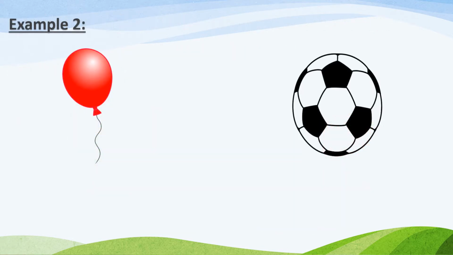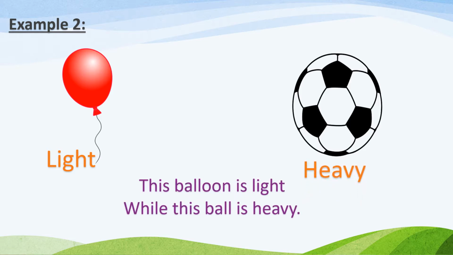Example 2, we have here balloon and ball. Is this balloon heavy or light? Yeah, balloon is light. Is this ball heavy or light? The ball is heavy. Then this balloon is light while this ball is heavy.